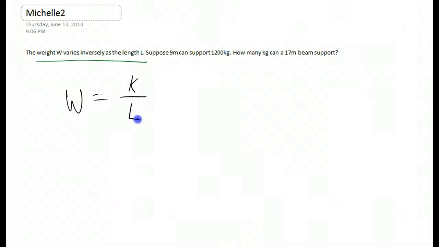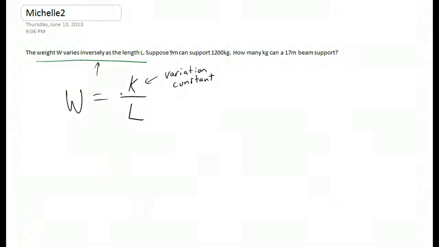So the key in the setup is the first sentence. The very first sentence says that the weight, W, varies inversely as the length. So weight varying inversely as length looks like W equals K over L, where K is called the variation constant. So that's the equation that represents that first sentence right there.